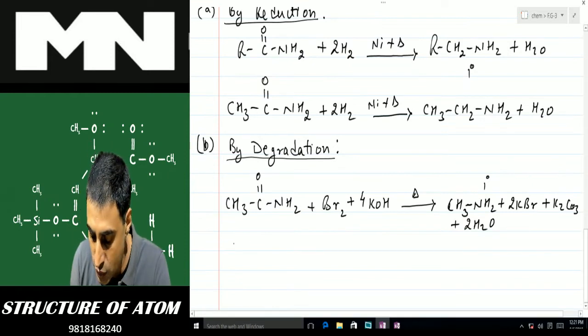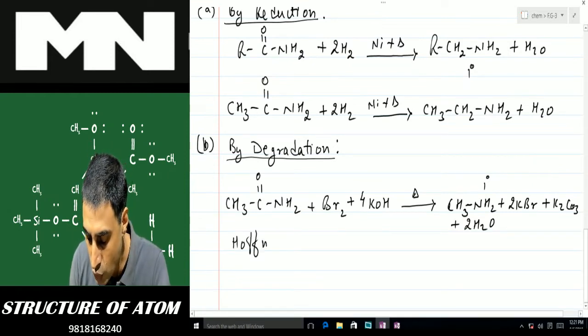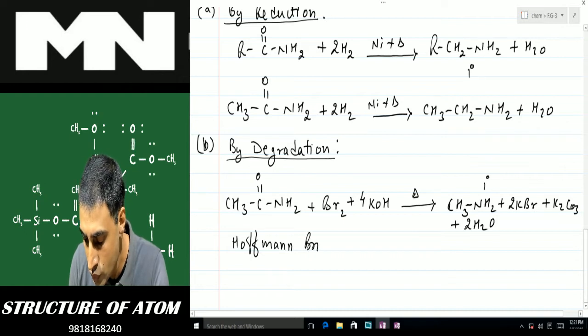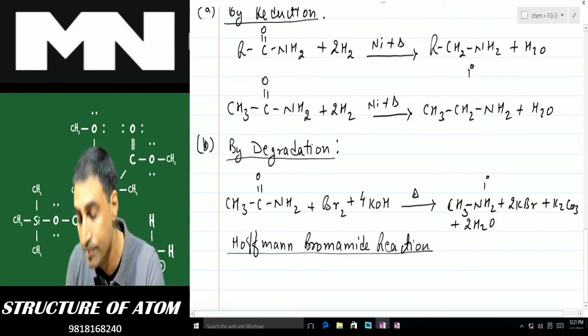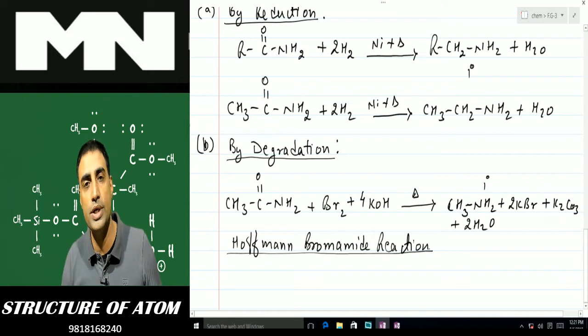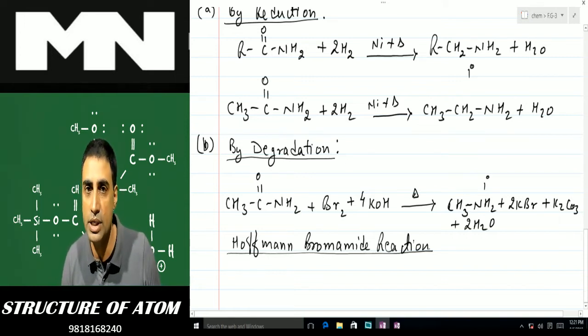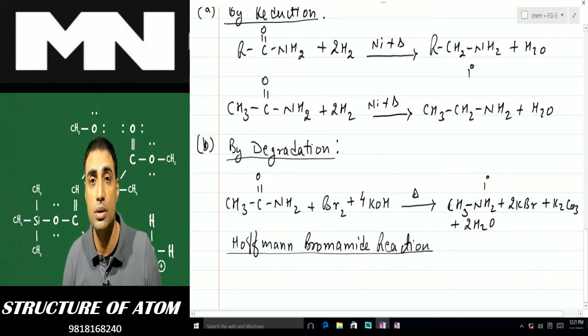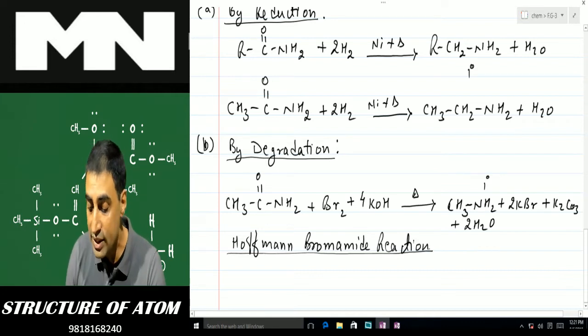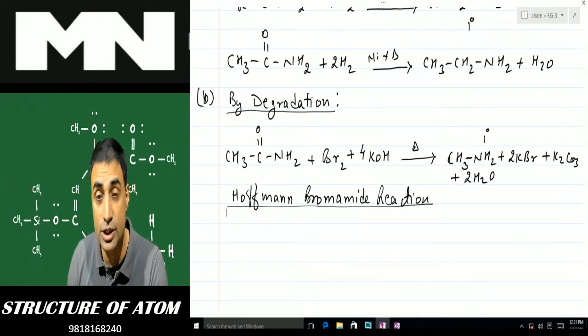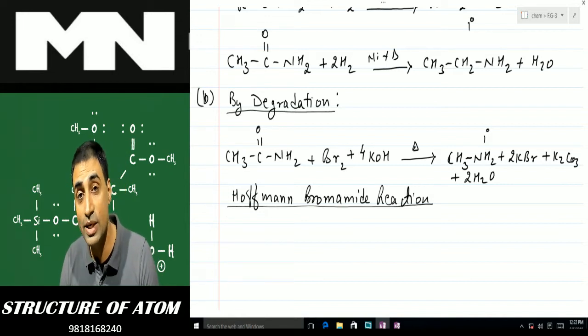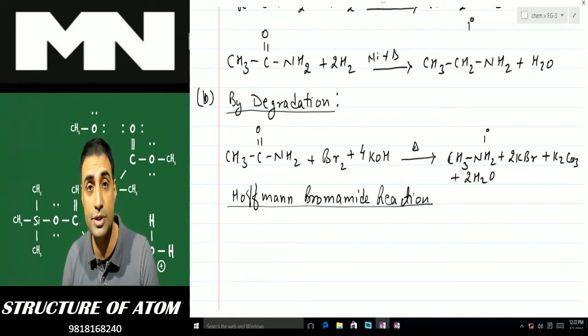And this process is known as the Hoffmann bromamide reaction, or Hoffmann degradation process. So whenever you are supposed to reduce a carbon atom, kindly carry out degradation. If the carbon atoms on both sides are the same and you are required to convert amide to amine, carry out reduction. Next, the reaction which I am about to tell you has 3 exercise questions in your textbook.